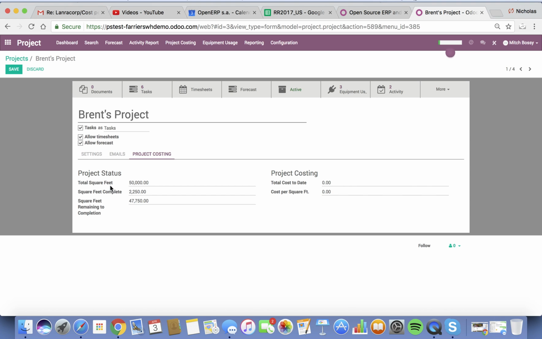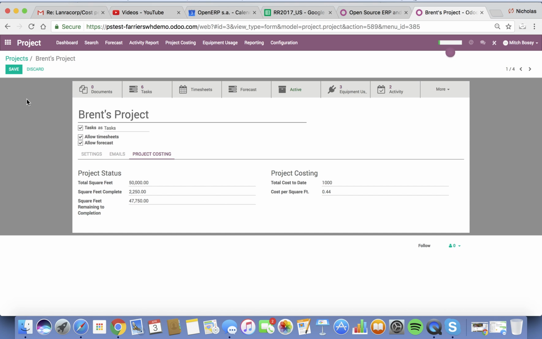Project costing. Now we need to take total square feet, and we need to divide it by the total amount invoiced to that customer at that time. And we need this to compute the total cost, we need the total cost to date. This needs to be the total amount that we've billed that customer. Let's say it's $1,000. Now, let's say here that the total cost per square foot would then be this field divided by square feet complete, which is going to give us 1,000 divided by 2,250. My math is bad this morning. 1,000 divided by 2,250 equals roughly 44 cents per square foot.